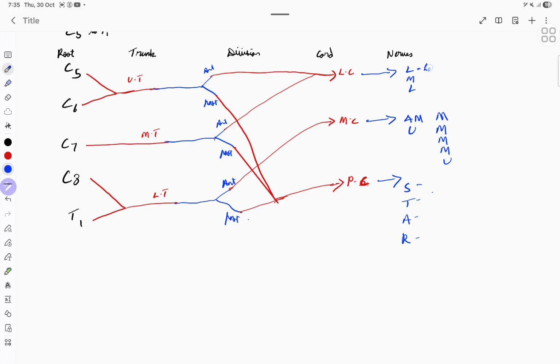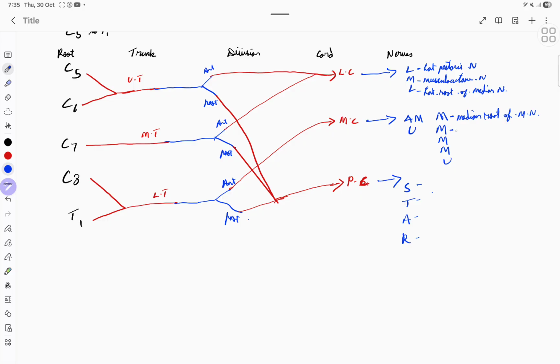This is the lateral pectoral nerve. This is the musculocutaneous nerve. This is the lateral root of the median nerve. The median nerve has two roots, lateral and medial root. The lateral root will come from the lateral cord, and the medial root will come from the medial cord. So this M is the medial root of the median nerve.